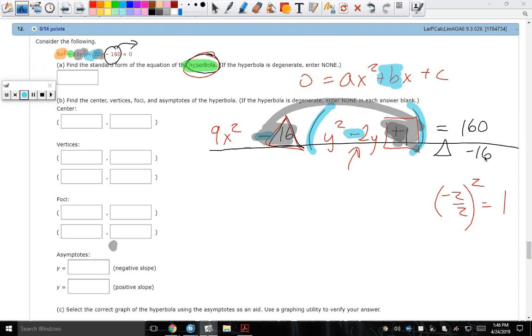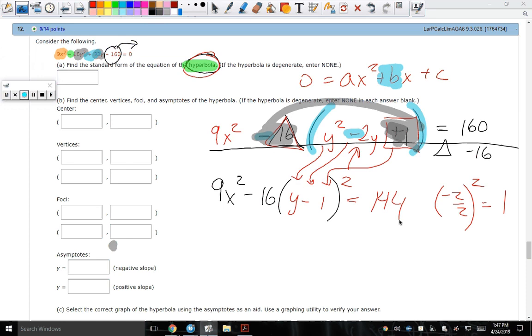Are we good? Okay. So now we have 9x squared. We have this negative 16. We have this parentheses, square root the last, borrow the first sign, and make it squared. Okay? And what do I get on the right side? What's 160 minus 16? 144.